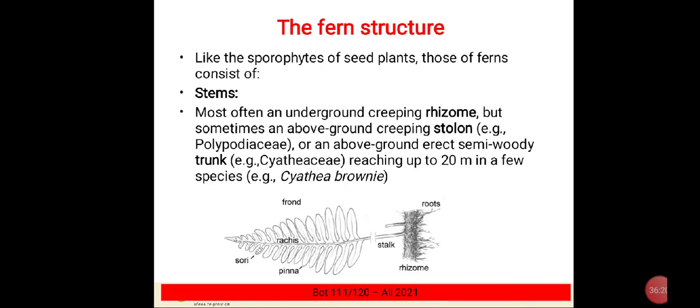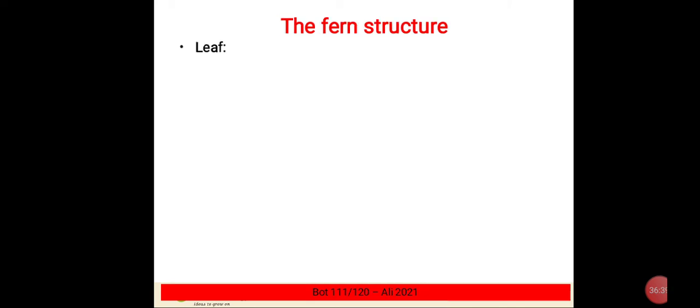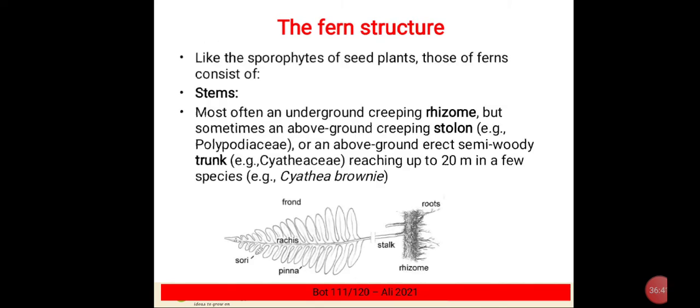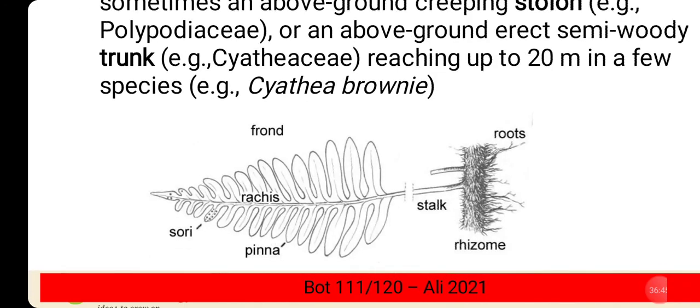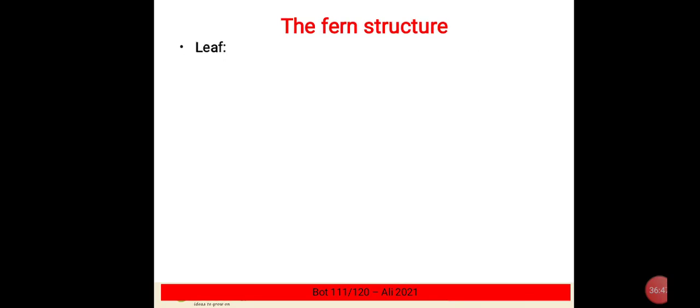We say ferns are like other sporophytes. Sporophytes meaning spore-bearing structures. They have rhizomes, they have the frond, they have the sori, they have the pinna. Meaning they have stems, they have the rhizome, stolon. Stolon is seen below the surface of the soil. They have the leaves. You have seen leaves here called the fronds with the leaflets. We call them pinna.